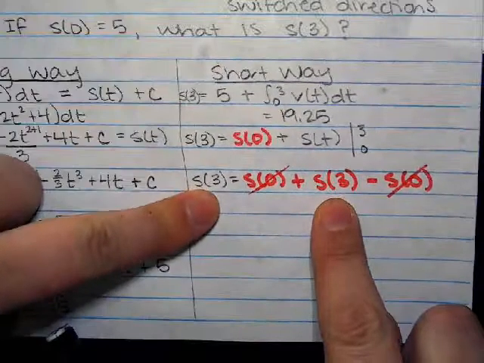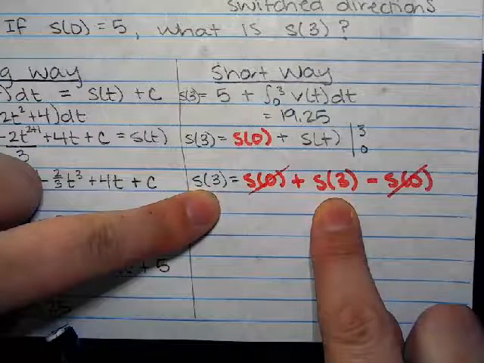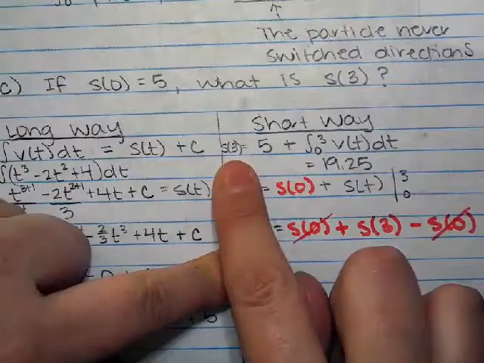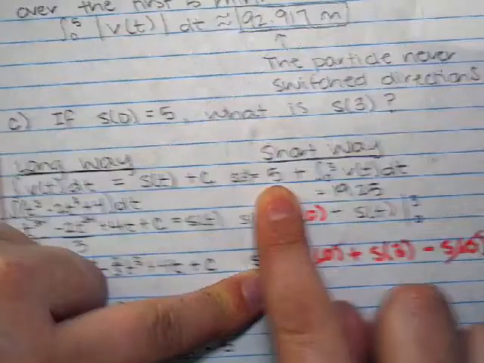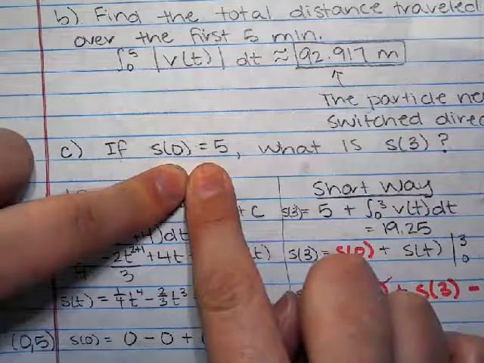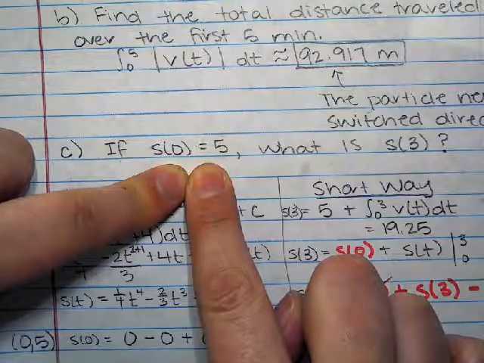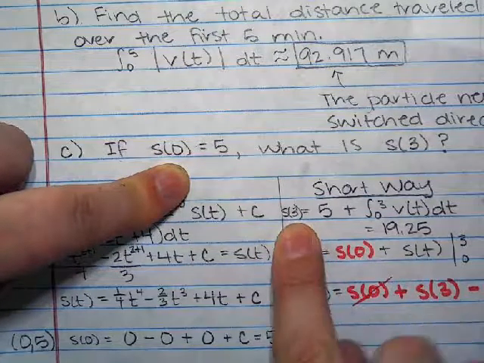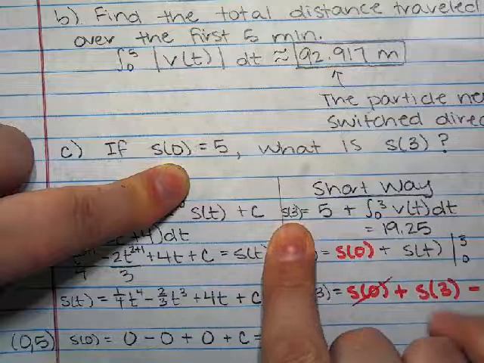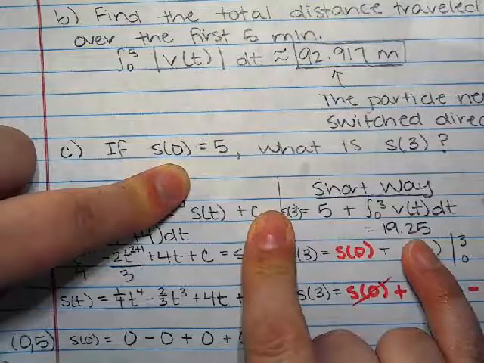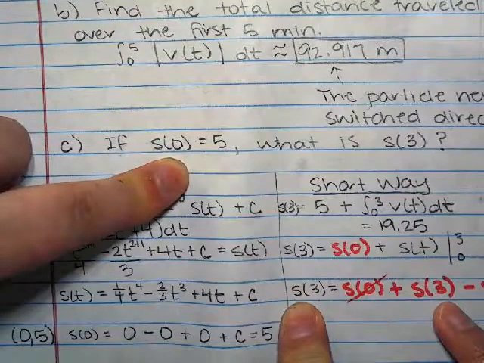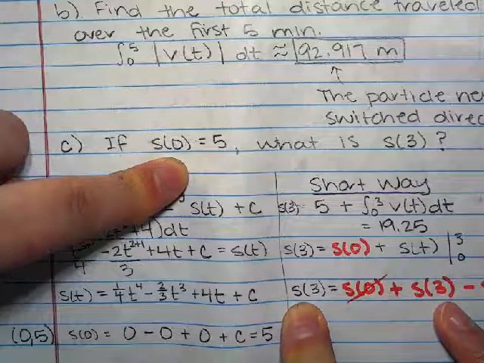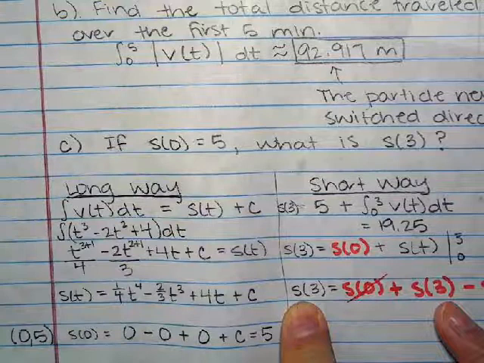S of 3, so S of 0 is 5. So this was, we're solving for S of 3 and we have an initial value. S of 3 is what we were solving for, so S of 3 is the left side. The left side was notation, the right side was the answer. So it was notation equals answer, as opposed to S of 3 equals S of 3. It was notation for S of 3 equals answer for S of 3. Does that make sense?